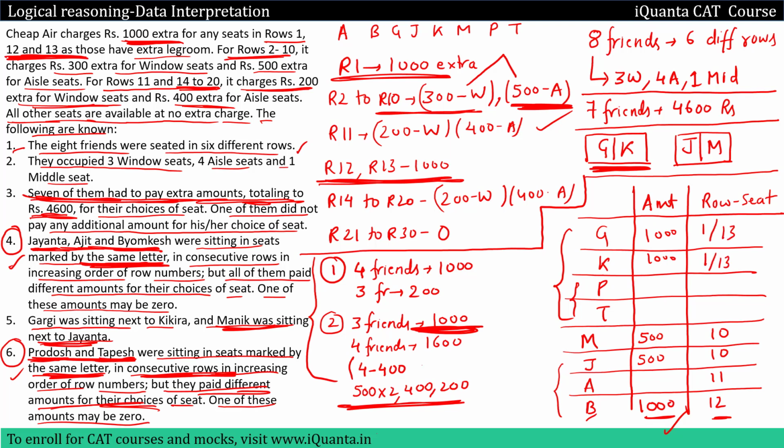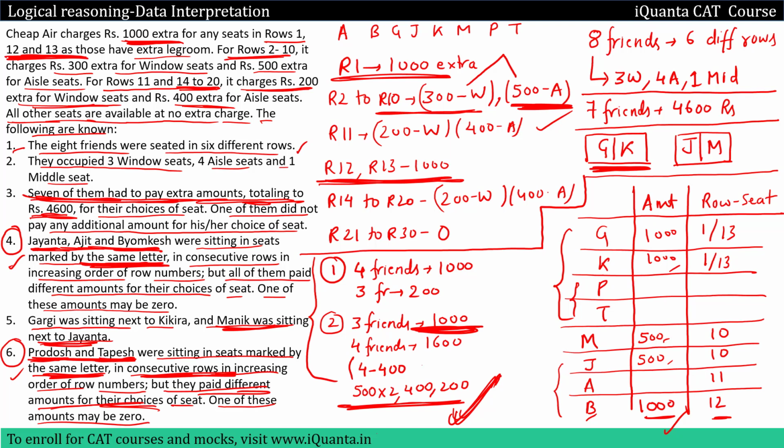So how much money have we collected so far? 1000, 500, 500, that means 3400, 600 rupees more are left. So they can be recovered according to this case when one pays 400, one pays 200. We already know that there will be one person who will not be paying any amount.